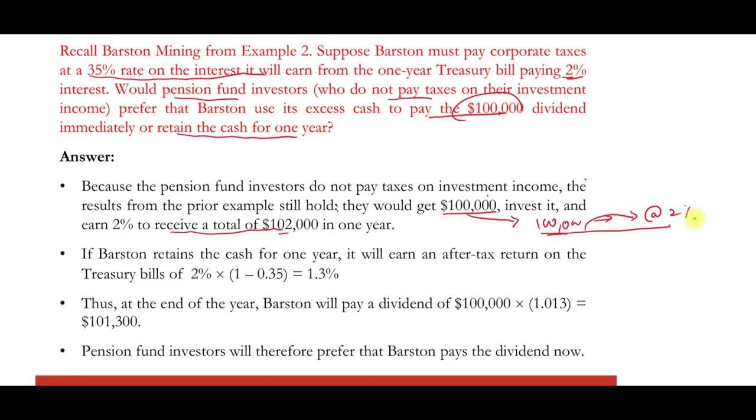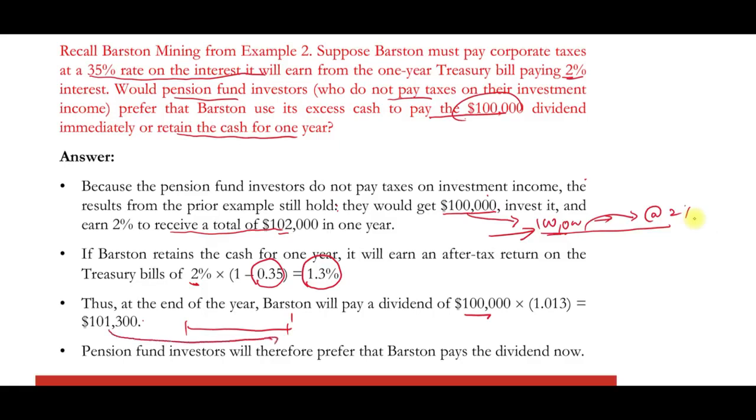If the company retains the cash and does not pay the dividend, then it will earn an after-tax return. So 2% would be the return, but for the company this return is income, so they will have to pay this much tax. So the company is earning how much? 1.3%. So 100,000 times 1.013, and this would be distributed at the end of year one.